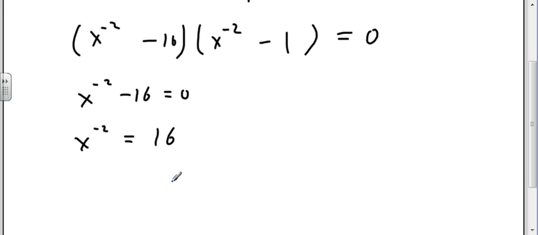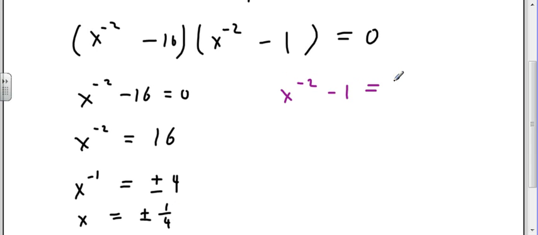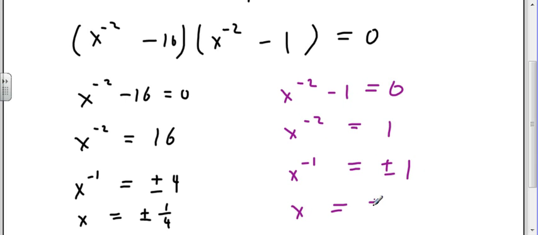Take the square root of both sides. x to the minus 1 could be plus or minus 4. So x could be plus or minus 1/4. And then I do the same on the other side. x to the minus 2 minus 1 is equal to 0. x to the minus 2 is equal to 1. I take the square root of both sides, and I get x to the minus 1 is equal to plus or minus 1. I get x is equal to plus or minus 1.